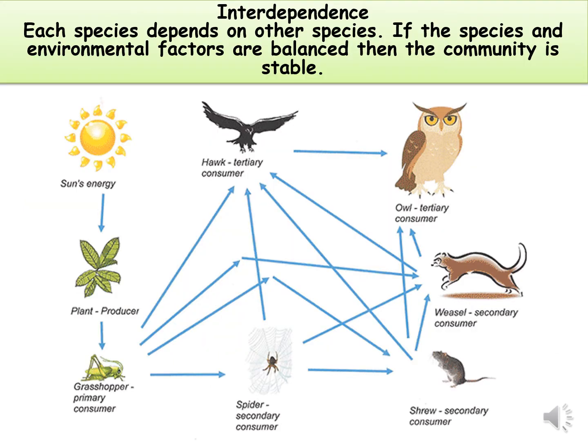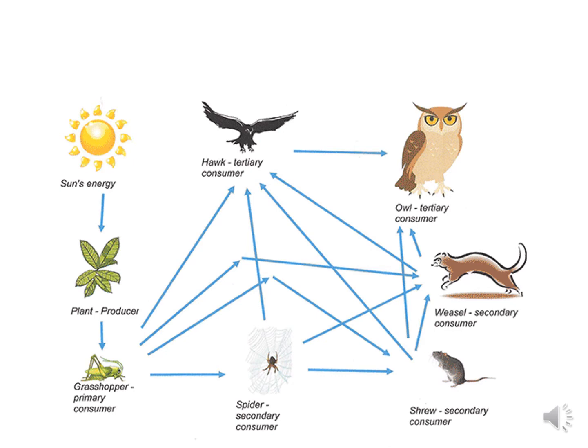Interdependence: each species depends on other species, so if the species and environmental factors are balanced, then the community is stable. Now, this diagram below represents a food web. It's a little bit confusing, but I'll go through what it means. The arrows represent the transfer of energy, so if we look over to this part where the sun is, during photosynthesis, the energy from the sun is transferred to the plant. Now, when the grasshopper feeds on the plant, the energy from the plant is transferred to the grasshopper.